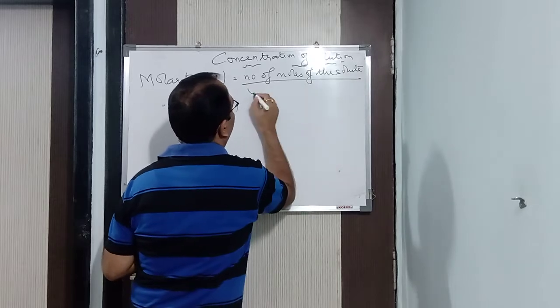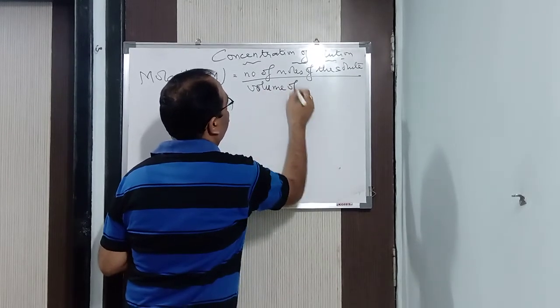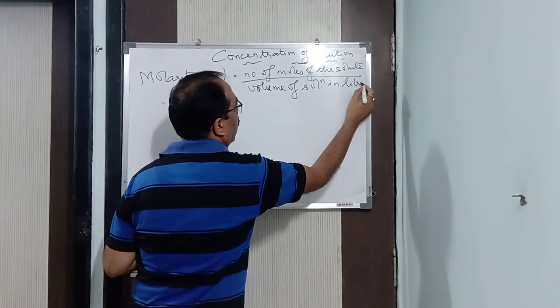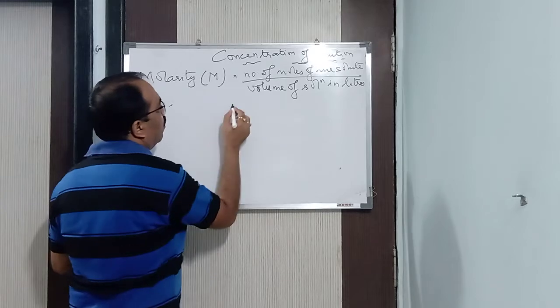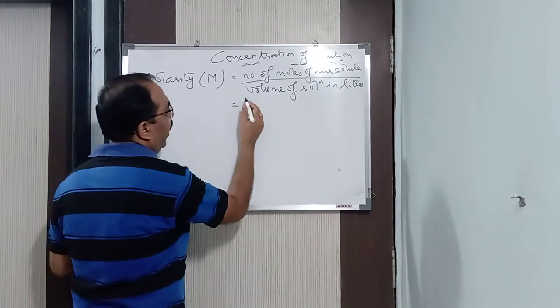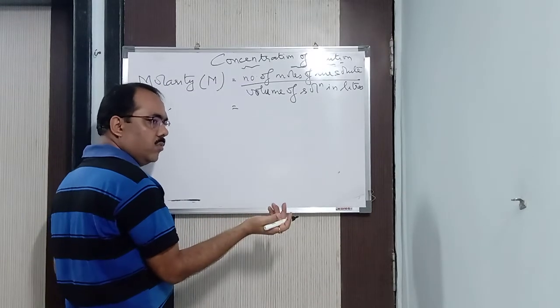to the volume of solution in liters. Now, number of moles, how do you find? We have already studied the number of moles of the solute. Weight of the solute by molecular weight of the solute. That is the number of moles.